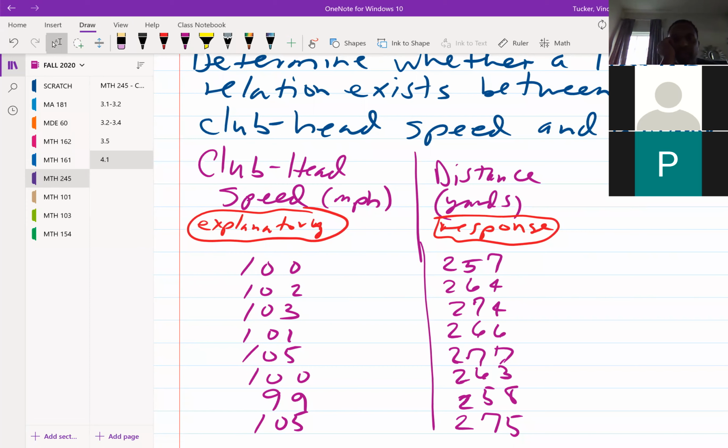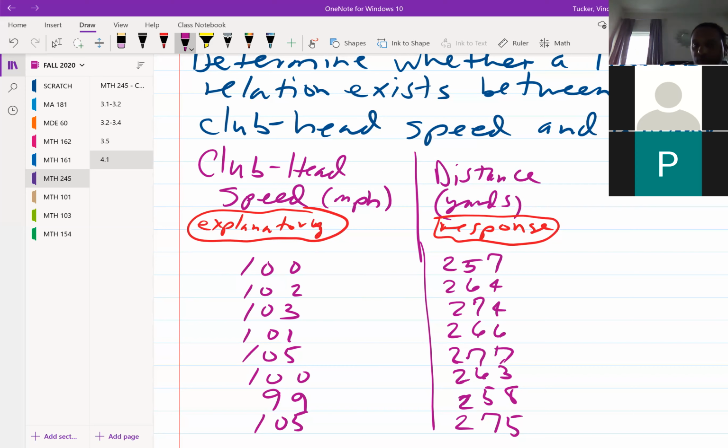All right, so we want to determine whether a linear relation exists between the club head speed and distance. So we have the club head speed, and we're talking about a swing in a golf club. There was a part of this when we were talking about a golf pro wanting to investigate the relationship. So we're talking about a golf pro swinging his club, and the club head speed is these different data observations: 100 miles per hour, 102 miles per hour, swung it at 103 miles per hour, and so on. Then the distance it traveled when swung at those speeds.